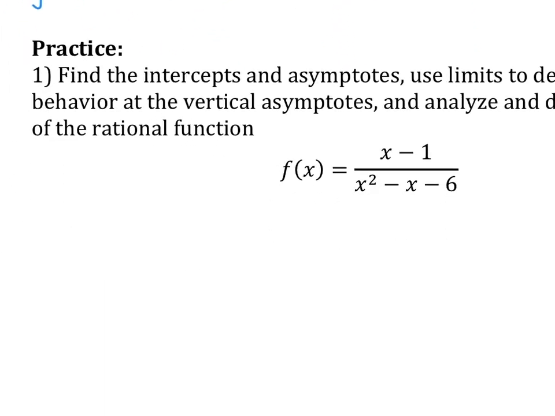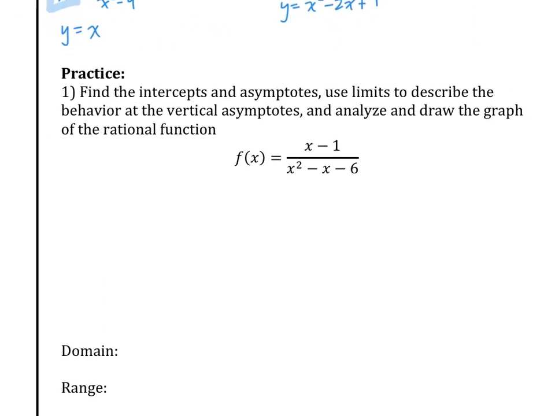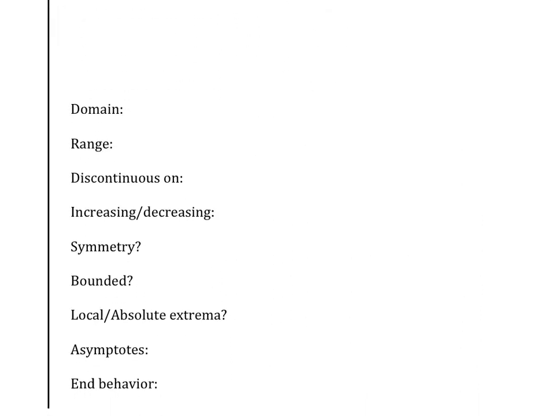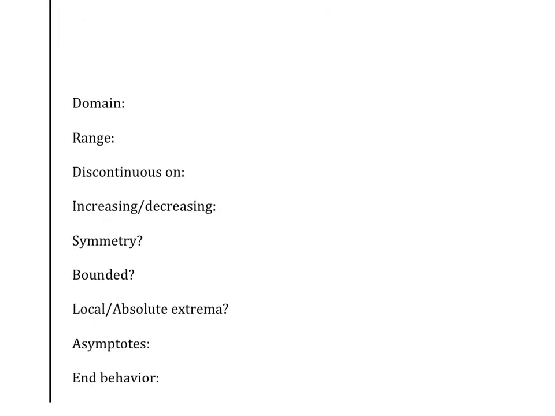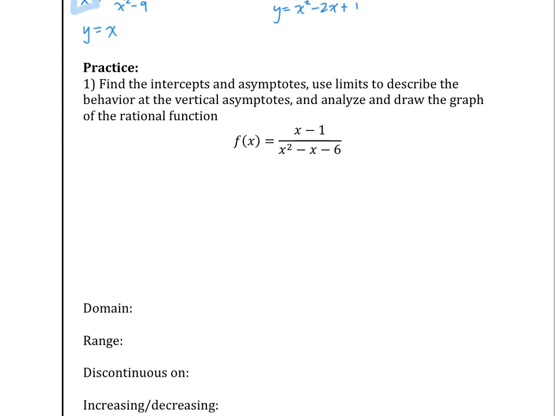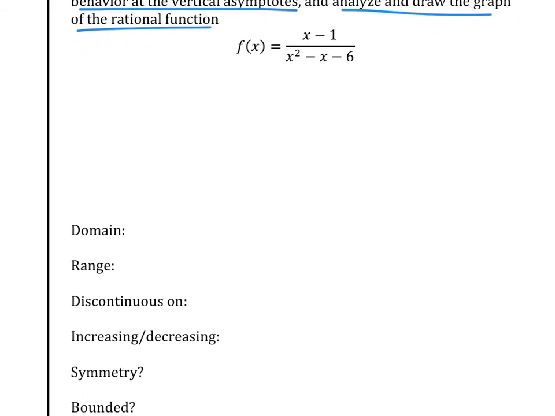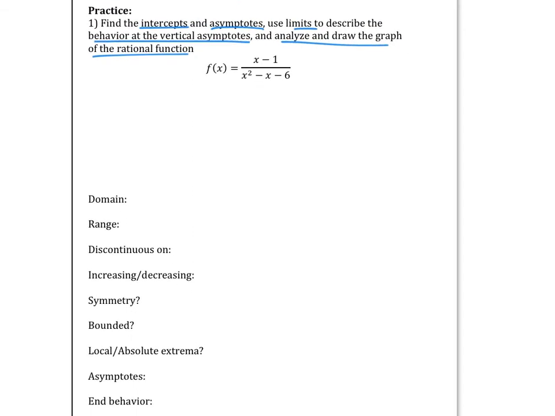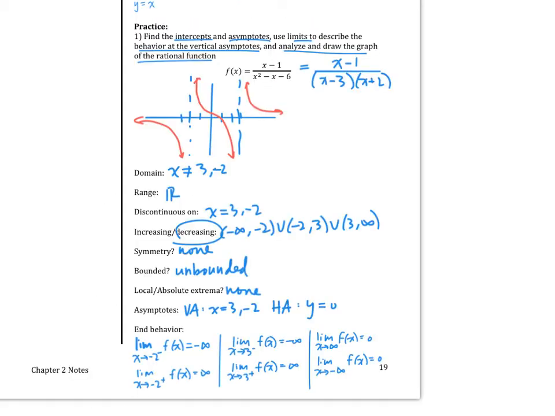All right, now let's put everything we know together. We're going to do everything from both chapter 1 and chapter 2. We're going to find the intercepts, asymptotes, use limits to describe the behavior at the vertical asymptotes and the end behavior as well, and then analyze and draw this rational function. So pause the video and give this one a try. Okay, go ahead and check your answer, make sure it's correct.